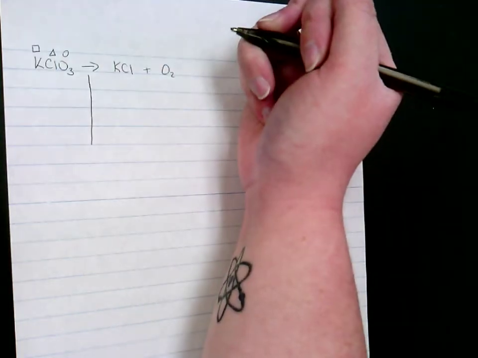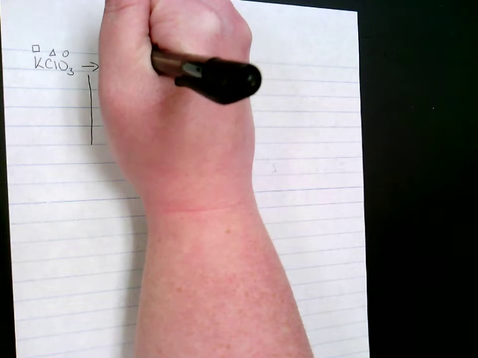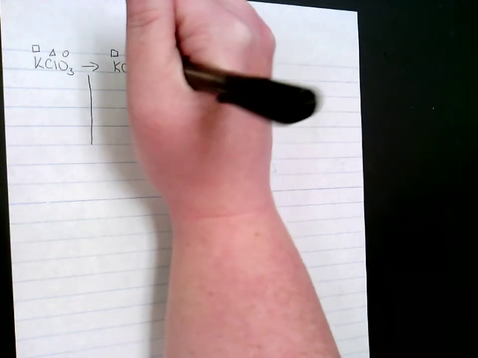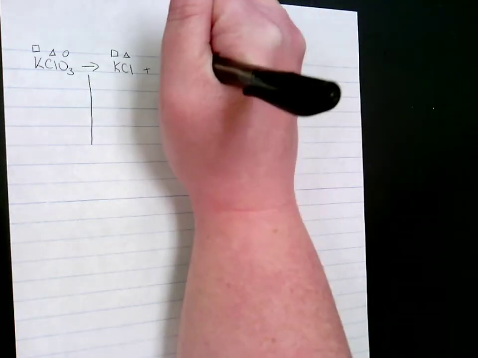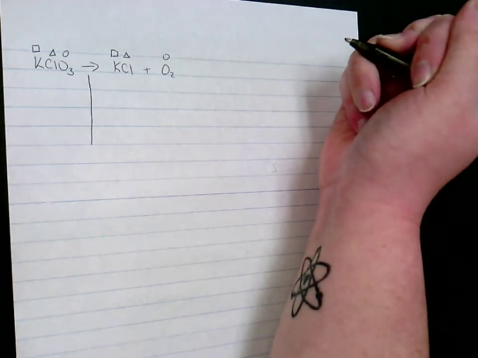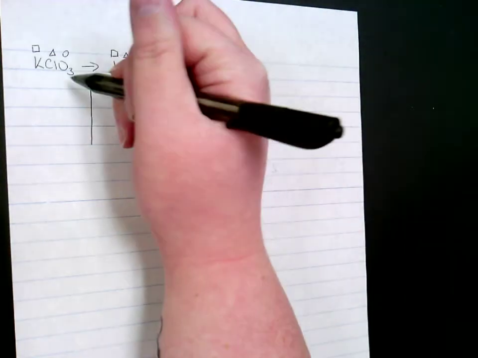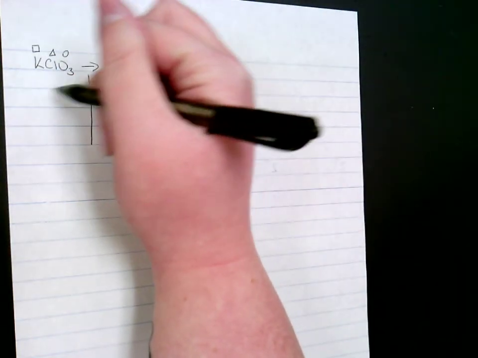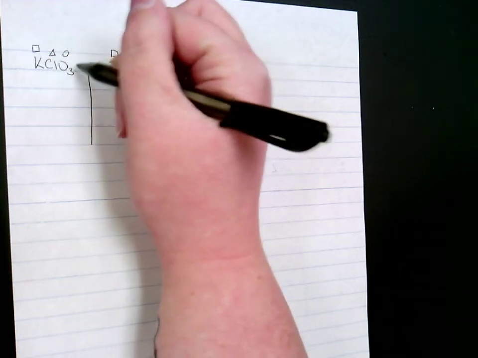Chlorines can be triangles, and oxygens, we'll keep it easy, we'll keep them as circles. So we'll do the same thing on this side. Potassiums are going to be squares, chlorines are going to be triangles, and oxygens are going to be O's. Okay. So this is one big compound, meaning that the potassium and the chlorine and the oxygens are all bonded together.